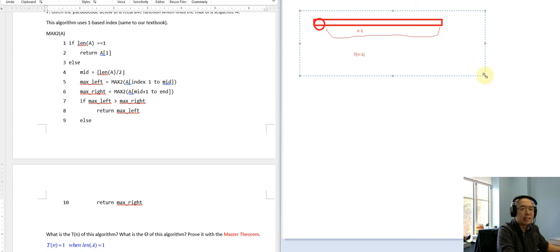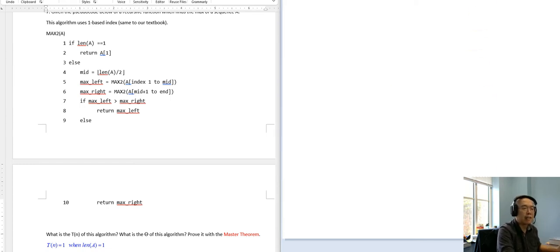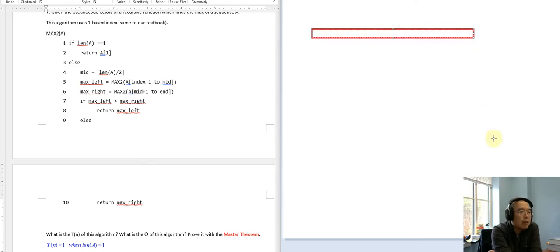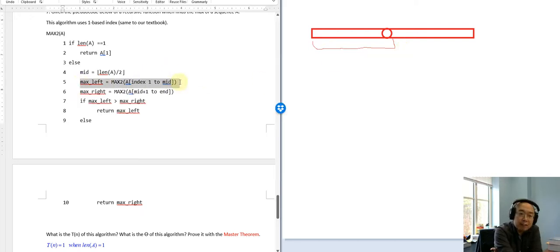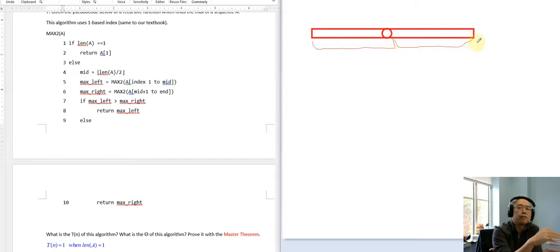Okay, so for this problem, the idea of finding the max is a little bit different. If we have such an array, we want to use a middle point to divide this array into two halves, the left half and the right half. The mid will be included in the left half. For the left half, we do a recursive call to get the max of the left half, and then another recursive call to get the max of the right half.